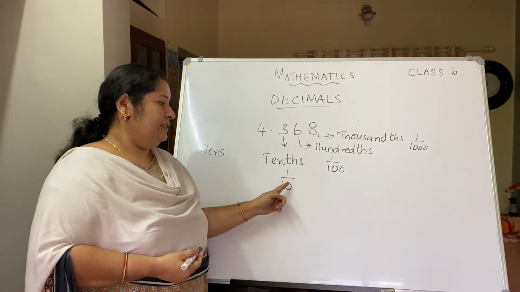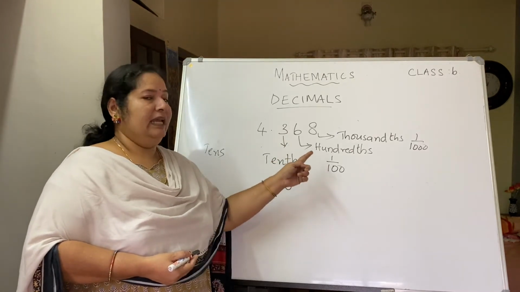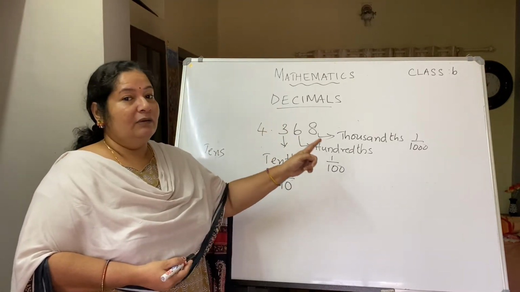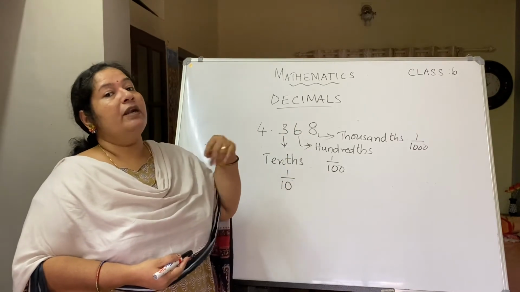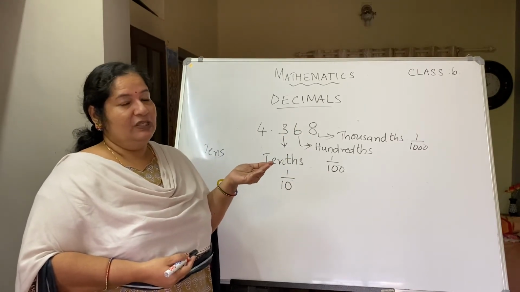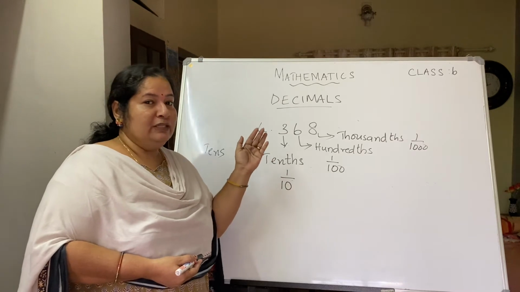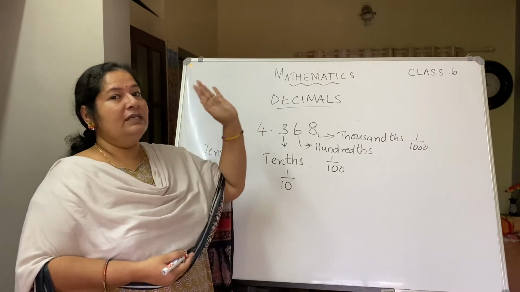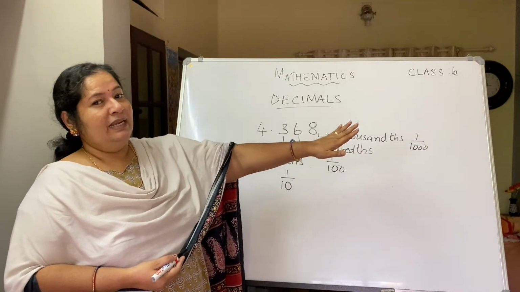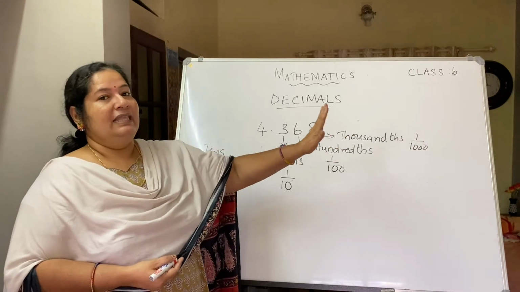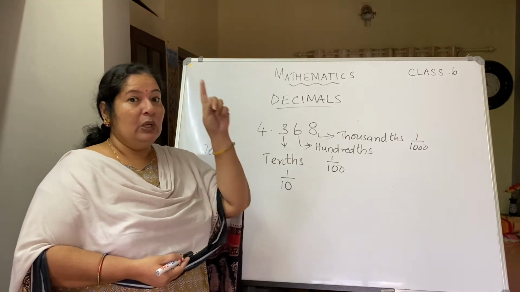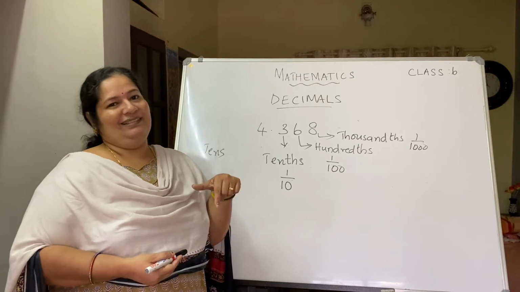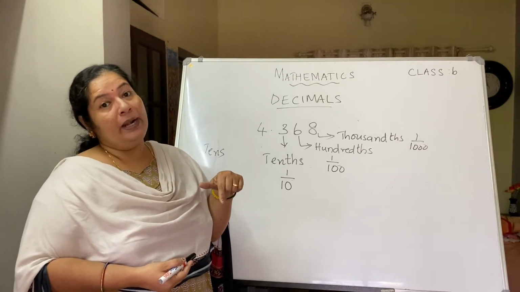Look at the values. The first place is 1 by 10. The second place is 1 by 100. The third place is 1 by 1000. So, as you move from left towards the right in a decimal, the value becomes 1 by 10th.